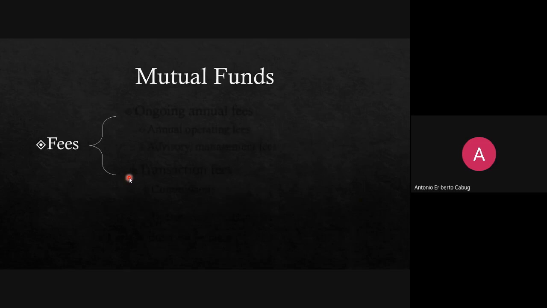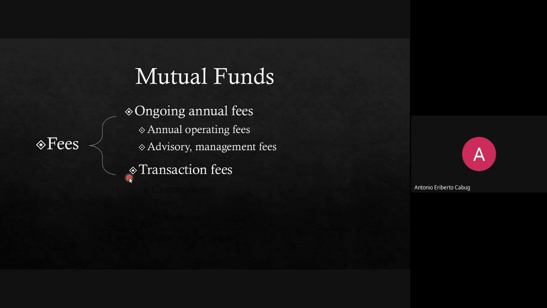Now, mutual funds incur two types of fees. We have the ongoing annual fees. They are relatively fixed. They are fixed relative to the number of transactions. No matter how many people purchase a share of the fund, whether there are few or many, ongoing annual fees are needed to keep the mutual funds operating. These are the annual operating fees, particularly advisory and management fees.